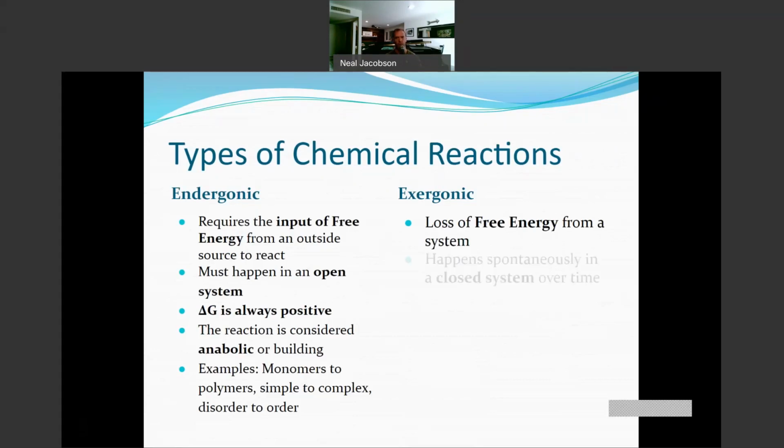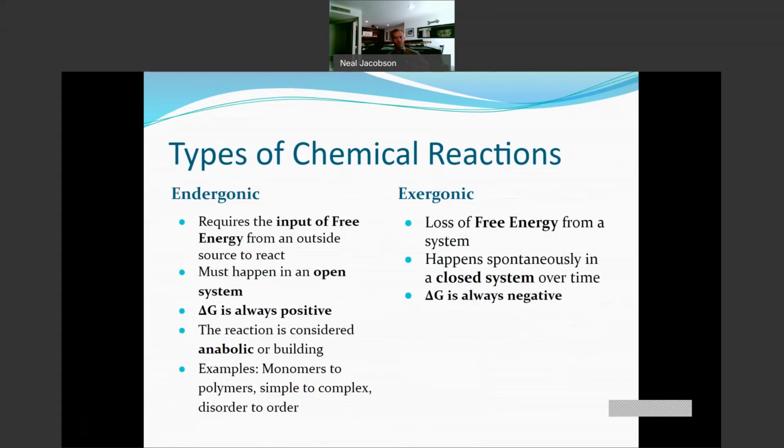Exergonic reactions, though, have this idea of combustion, or free energy leaving a system from a reaction. This will happen no matter what in a closed system over time. So, firewood breaking down in the forest over millions of years, that happens spontaneously over time, right? It loses its free energy.